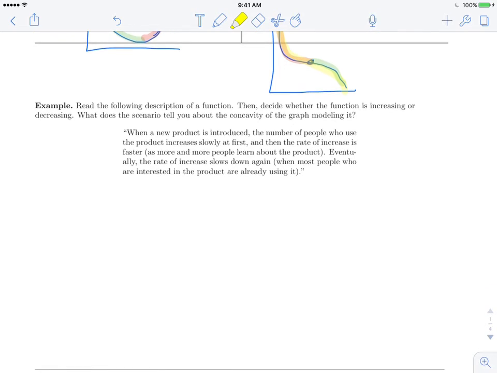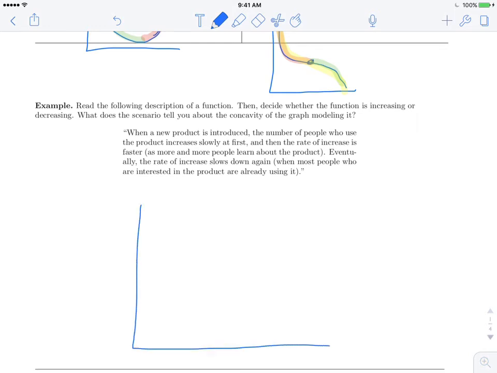So what we're going to do is look first at just a word problem that kind of suggests some concavity, and we're going to describe that concavity. So for this example, it says to read the description of the function. We're going to decide whether the function's increasing or decreasing, and we're also going to talk about the concavity of the graph. So it says when a new product is introduced, the number of people who use the product increases slowly at first, and then the rate of increase is faster as more people learn about the product. Eventually, the rate of increase slows down again when most people who are interested in the product are already using it.